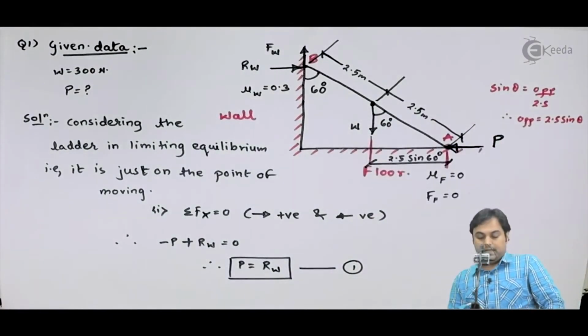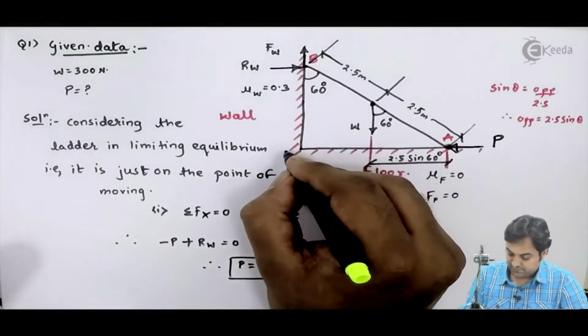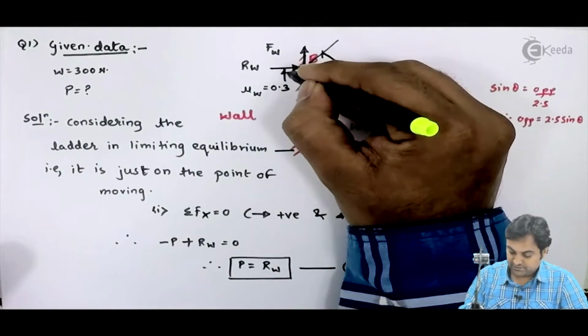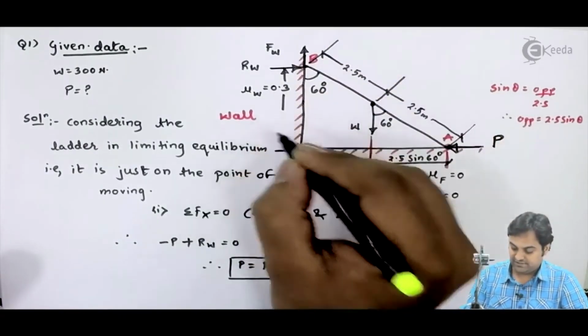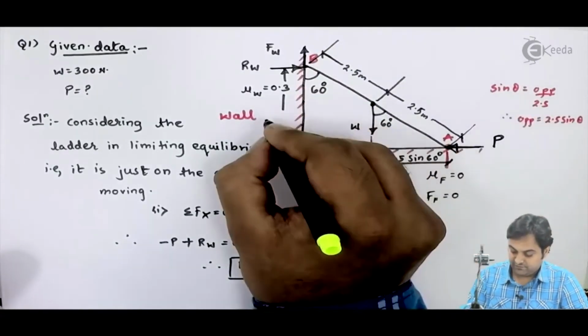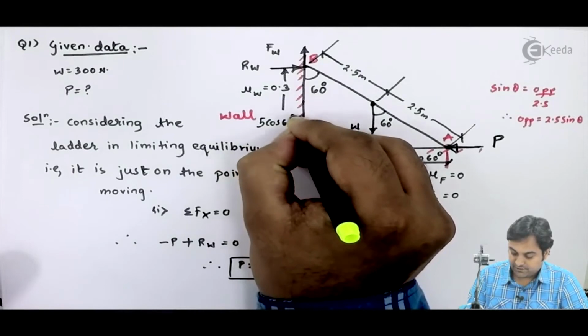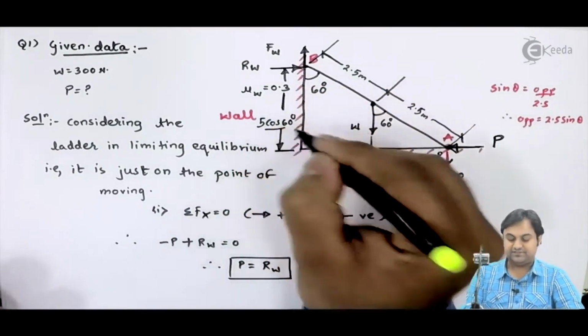Next, I need to know the distance between RW and this connection between floor and wall. This distance is my adjacent side and the total length is 5, so that will be 5 cos 60 degree. I hope you all have understood this.